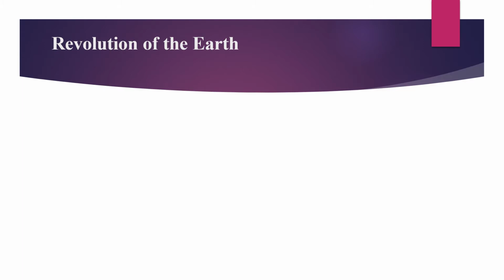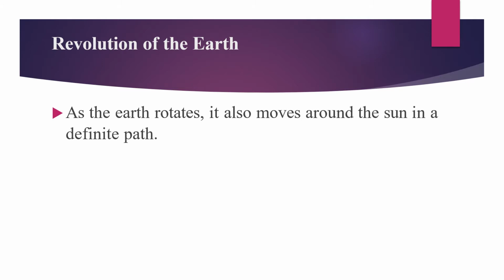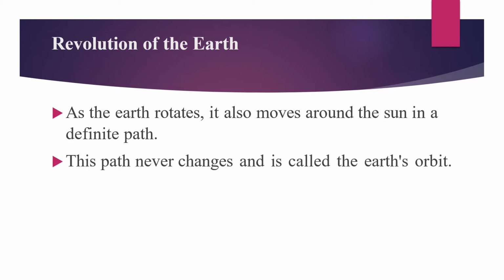Children, let us learn about revolution of the earth. As the earth rotates, it also moves around the sun in a definite path. This movement around the sun is called revolution. This path never changes and it is called the earth's orbit.